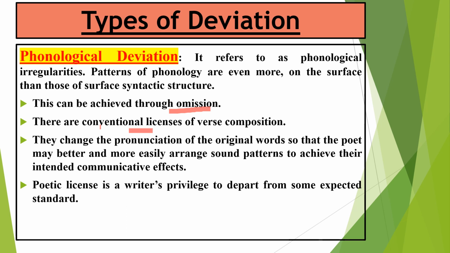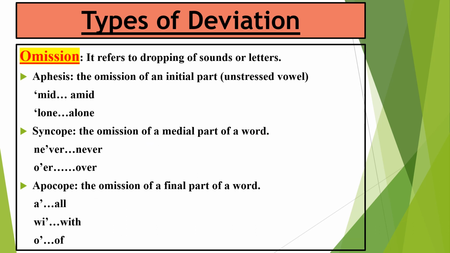As you know, in poetry poets have the license to form any pattern of rhyme, rhythm, or scheme, so they take the help of phonological deviation in order to achieve the pattern of rhyming scheme or rhythm. They change the pronunciation of the original words so that the poet may more easily arrange sound patterns. Already explained, poetic license, because of which they can do this.